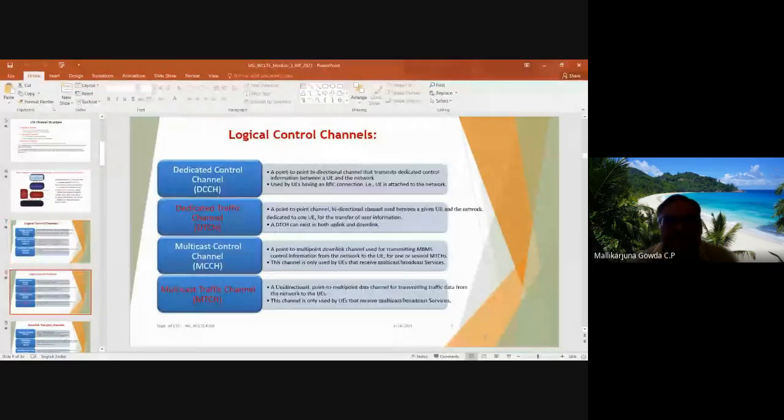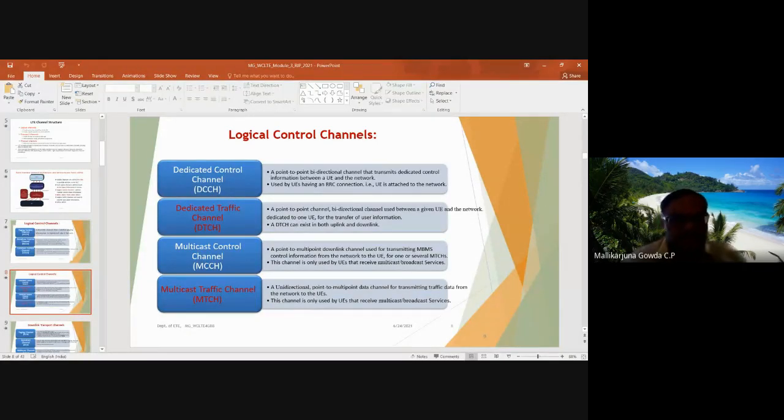And the next one is the dedicated control channel, I said. So this dedicated control channel is a point-to-point bidirectional channel that transmits dedicated control information between a user equipment and the network. Okay, and this dedicated control channel is basically used by the user equipments having a radio resource connection. That is, when the user equipment is attached to the network, during that time we use the dedicated control channel.